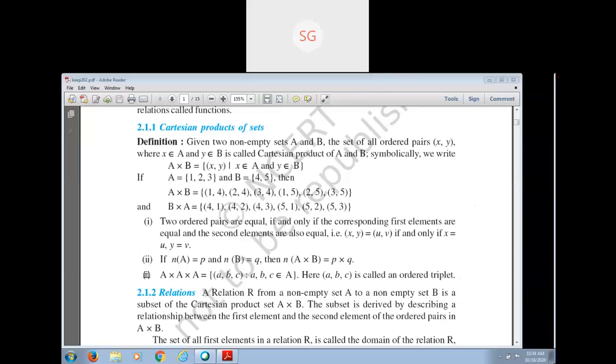Okay, then can you tell me the definition of Cartesian product? Ma'am, two non-empty sets A and B, if they are ordered pairs x and y, where x belongs to A and y belongs to B, then it is a Cartesian product of A and B. Yes, suppose we consider two non-empty sets.